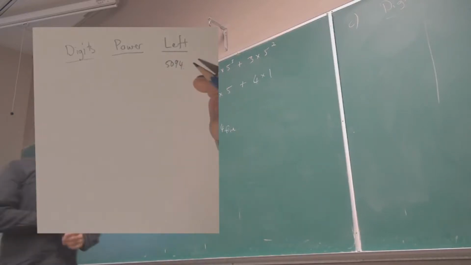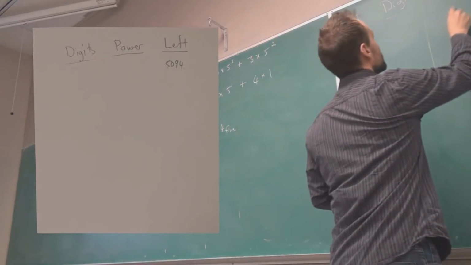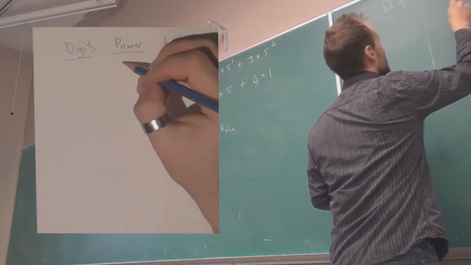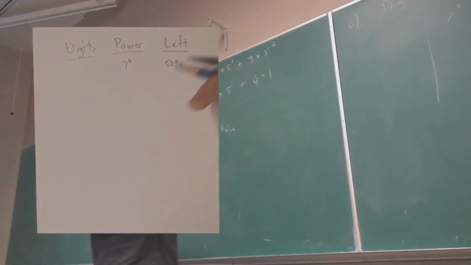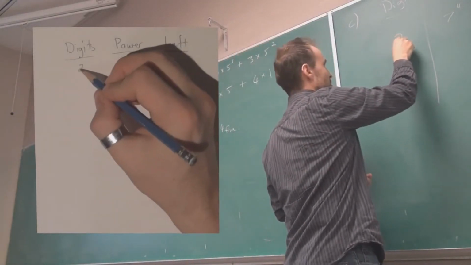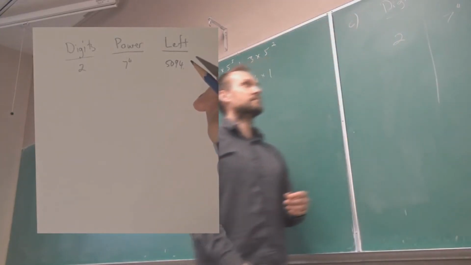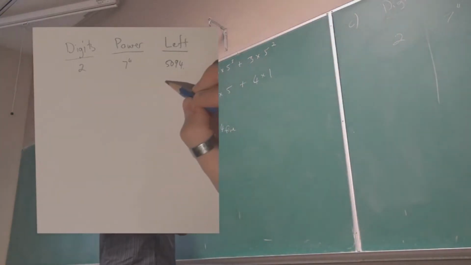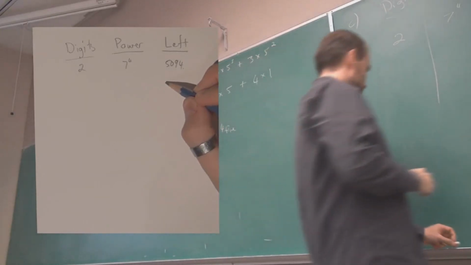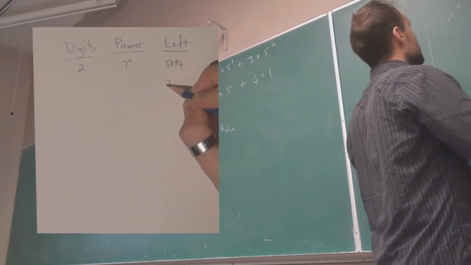I don't know my powers of 7 that well. 7 to the 4. How many of them can fit in? 2. We're sure about the 2 now? Okay. Take that away and I have left 292.